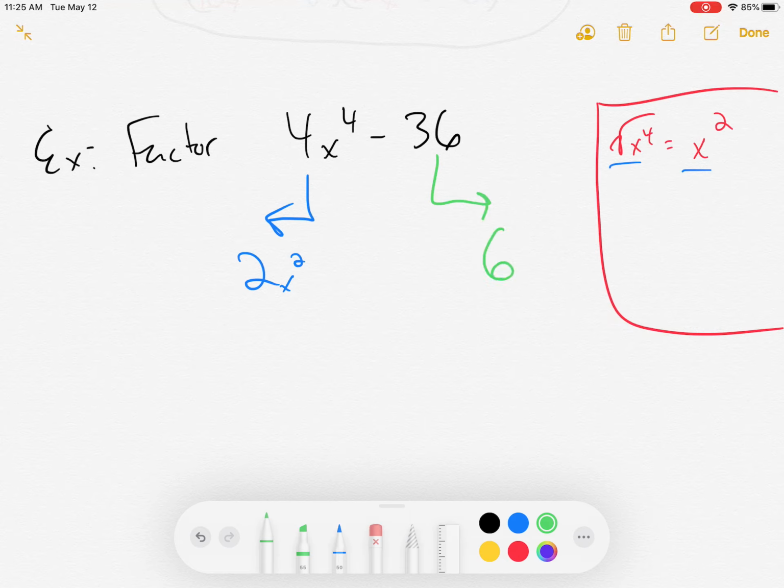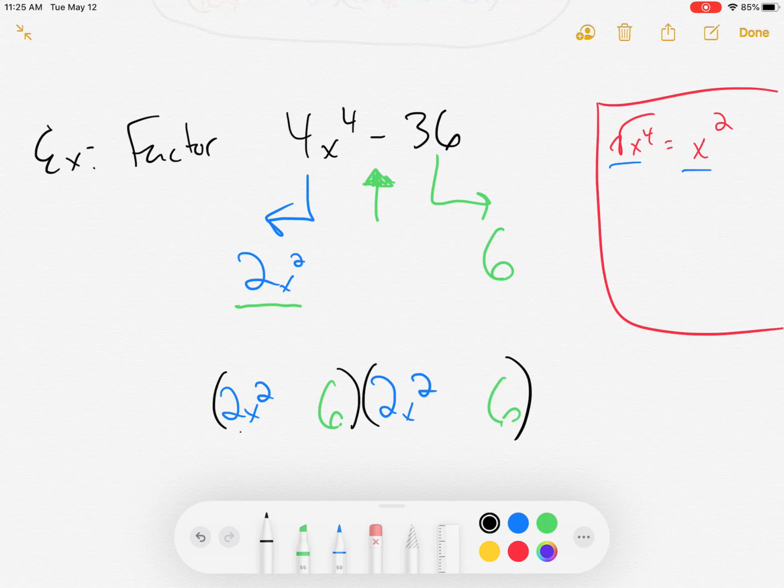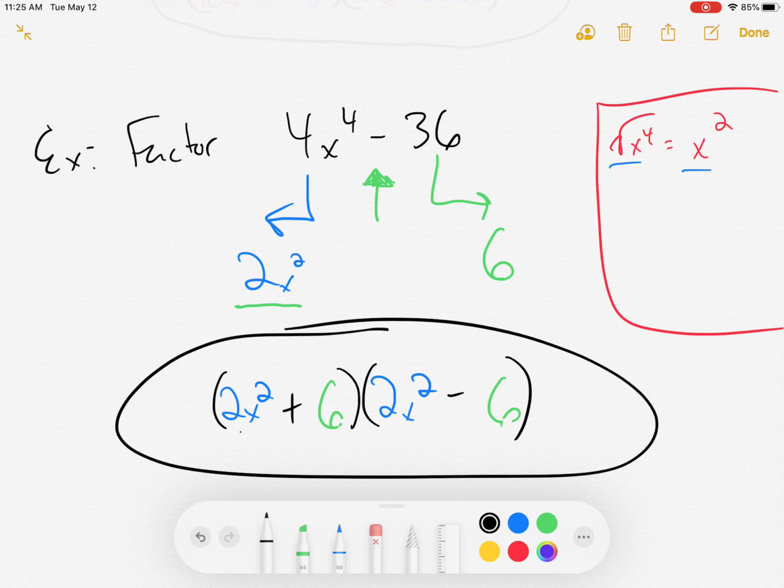The square root of 36 is 6. Again, use your perfect squares card. Now I have two perfect squares. This is a perfect square because its square root is here. This is a perfect square because its square root is there. So I have two perfect squares that I am subtracting in the middle. So what I can do is put my two sets of parentheses. The square root of your first term goes on the left, 2x squared, 2x squared. My square root of the right term goes on the right, 6, 6. Last thing, one's plus, one's minus, and I am done.